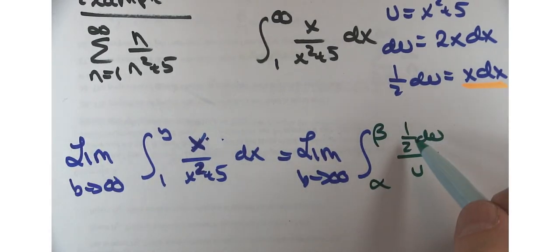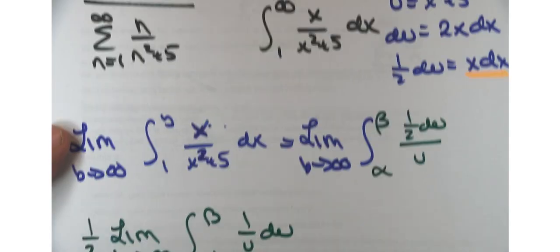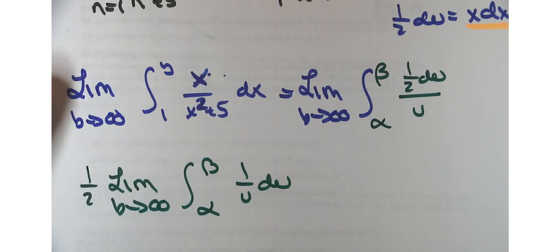That 1/2 is a constant. I can bring that all the way out in front. 1/2, the limit as b approaches infinity of the integral from alpha to beta of 1 over u du. All right, at least it looks a little neater. Can someone help me with the antiderivative there? Yes, thank you. The natural log.